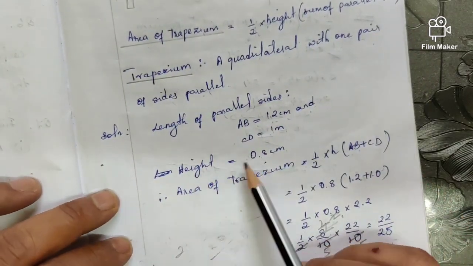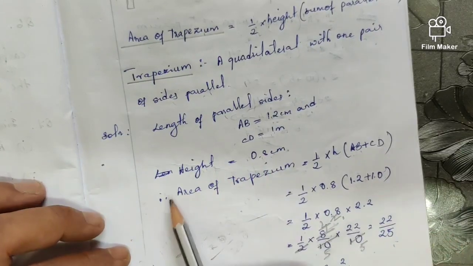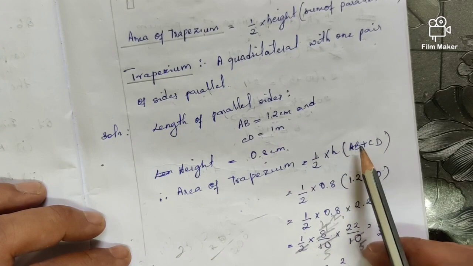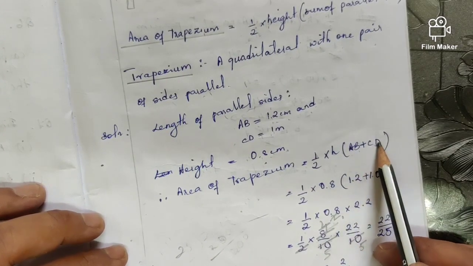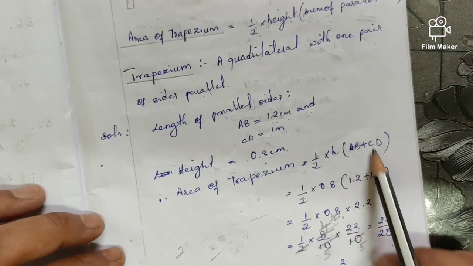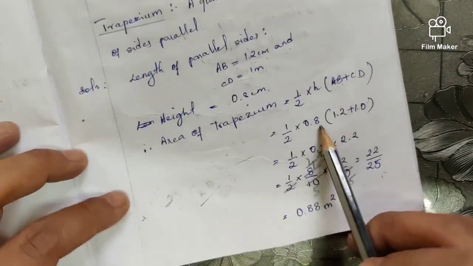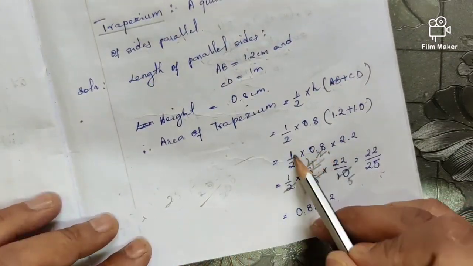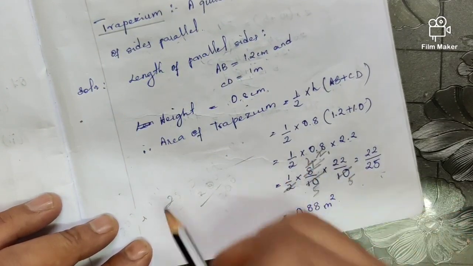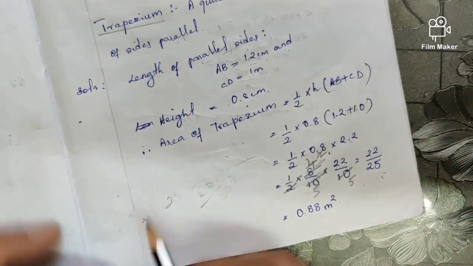So height is equal to 0.8, and therefore the area of trapezium formula is half into height into sum of parallel sides. That means AB plus CD. AB means 1.2 and CD means 1. When we add, half into 0.8 into 2.2.